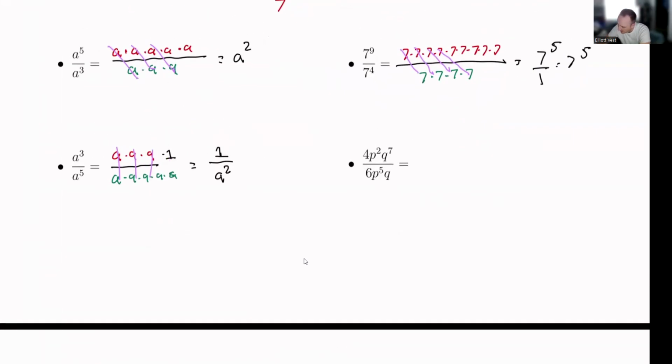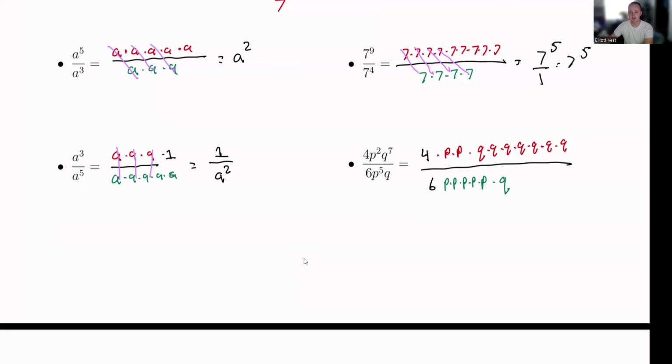It still works for exponents and numbers combined together, like this. So let's write this out. I have 4 times p times q times q times q times q times q times q times q. I know, a lot of writing. Yuck. But it still works. Divided by 6. And now I have 5 p's here, and then times 1 q here.